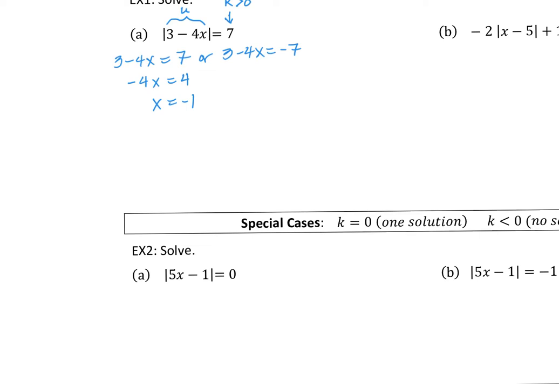Solving the next equation, subtracting the 3 from both sides, I get negative 4x is equal to negative 10. And then dividing both sides, and I usually don't show this step, I just do it, by negative 4, I get x is equal to negative 10 over negative 4, which will reduce to positive 5 halves, or 5 over 2. So these are two solutions, and we can check.